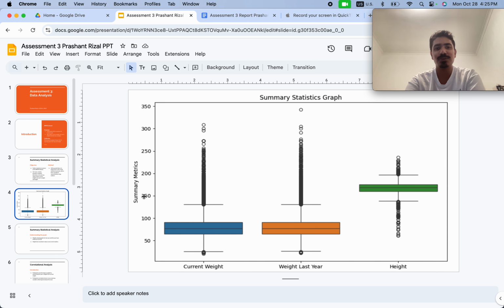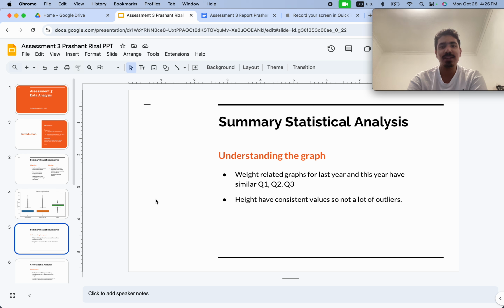Notice the box right here is Q1, Q2, and Q3, and then the horizontal lines here and here are the whiskers. The data outside of those whiskers are the outliers. So this is the statistical summary graph, and let's try to understand the graph a little bit more.